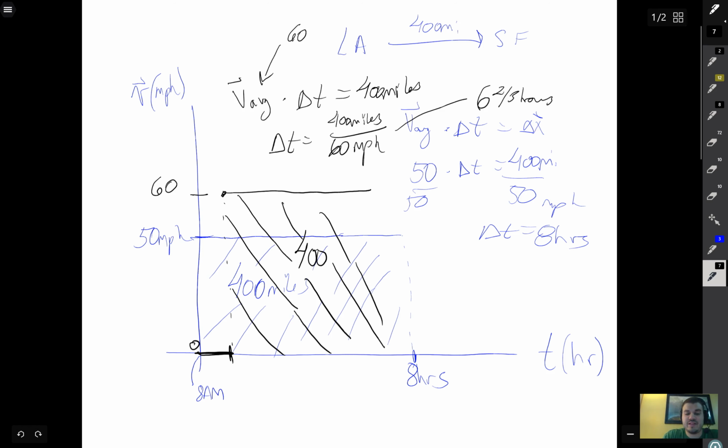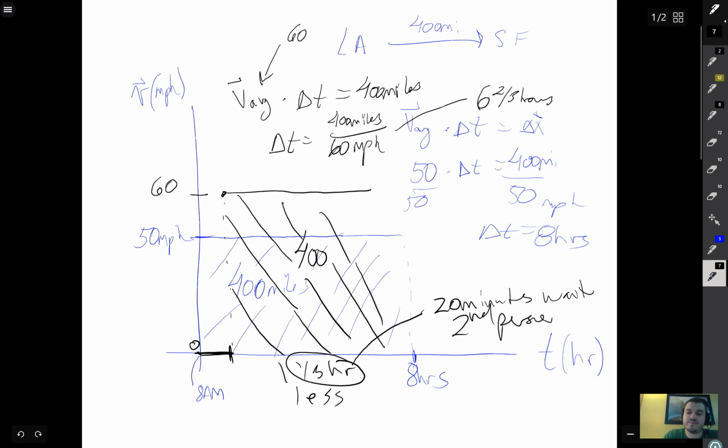So this person, if they leave at 9, they're an hour behind, but it takes them 1 1/3 hours less to get there. So that means that they catch up and they have that 1/3 hour where they're just hanging out. So our answer then would be 20 minutes of waiting. And it's going to be the second person is there first.